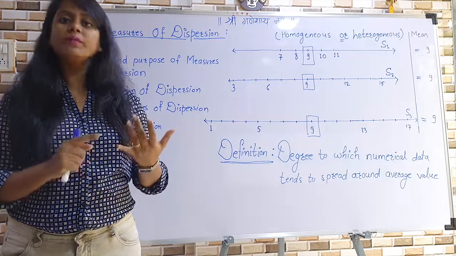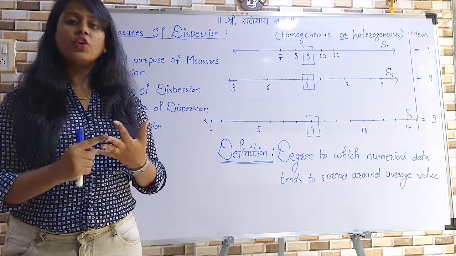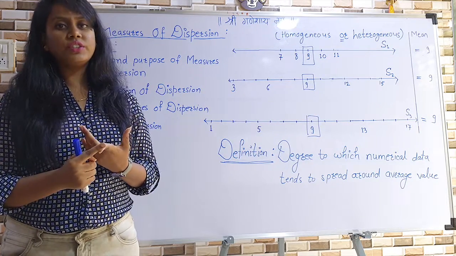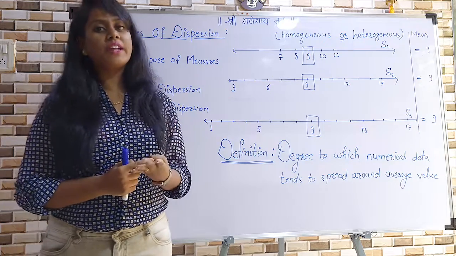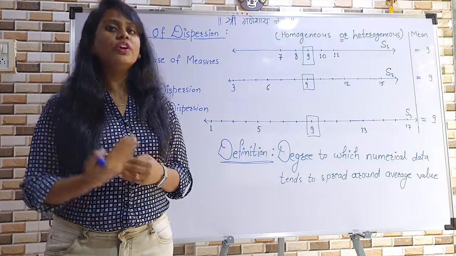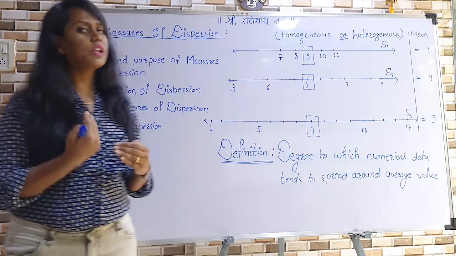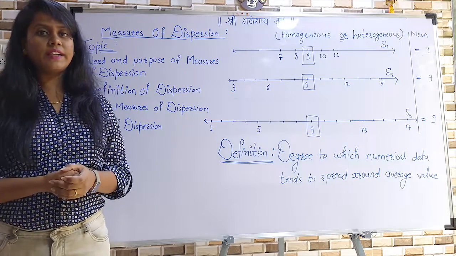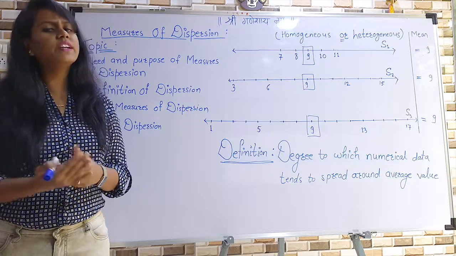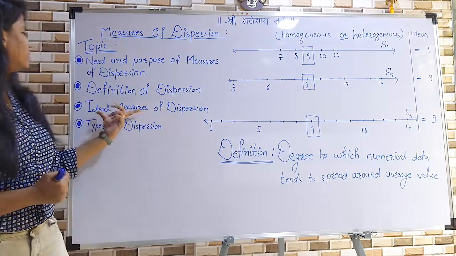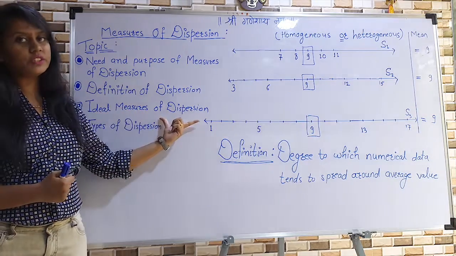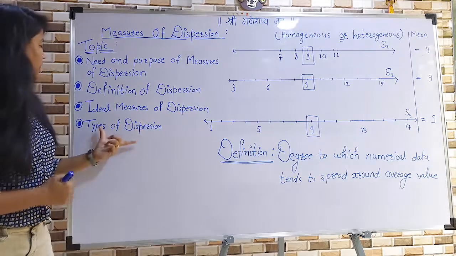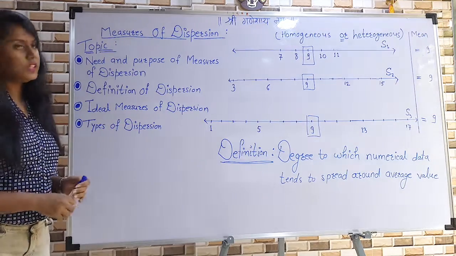For example, range, mean deviation, quartile deviation, standard deviation, right? So there are four different types. Out of these four, which is the ideal one? How can we recognize that standard deviation is ideal and range is not ideal? For that we will see the ideal measures, how to find that out. Then the next is the types of dispersion.